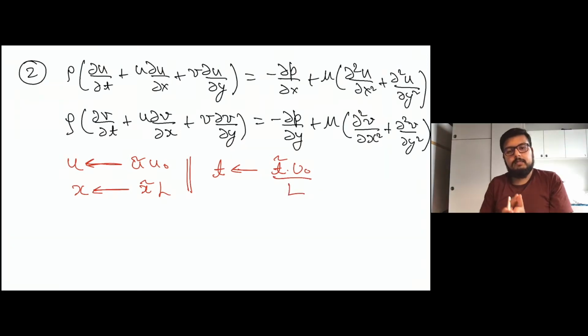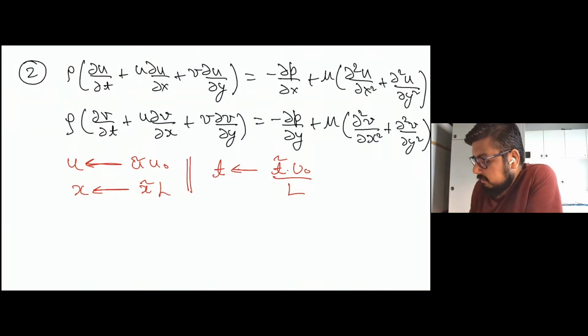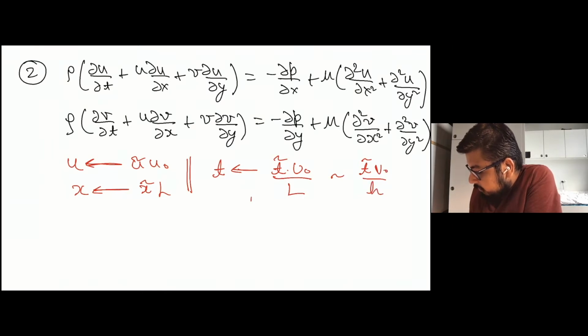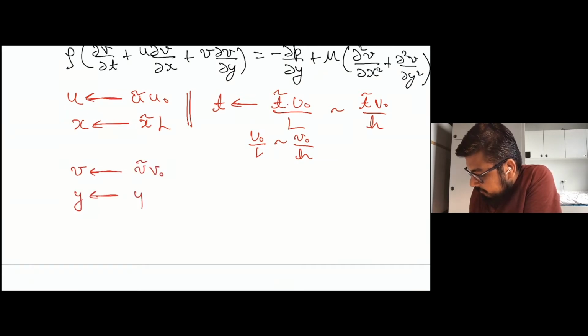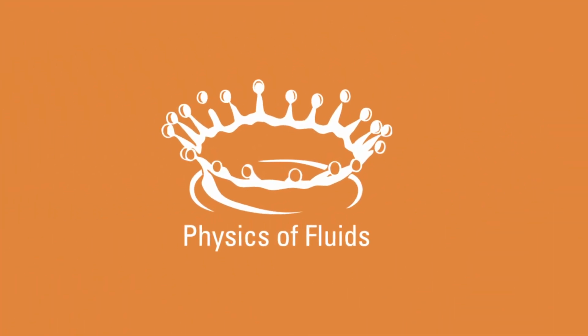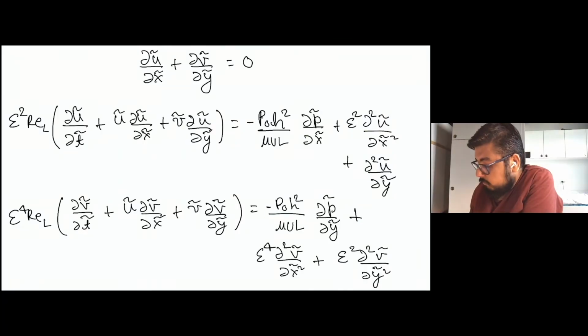Again, similar to the previous Stokes law problem that we had, of course, we are going to assume that the time scale is L over U naught. Note that this time scale is similar to having H over V naught. And that's because U naught over L is of the same order of magnitude as V naught over H. Then in the Y direction, we can replace V by V tilde times V naught, Y by Y tilde times H. So once we plug in all the mappings as we discussed before, these are the final equations that we get.